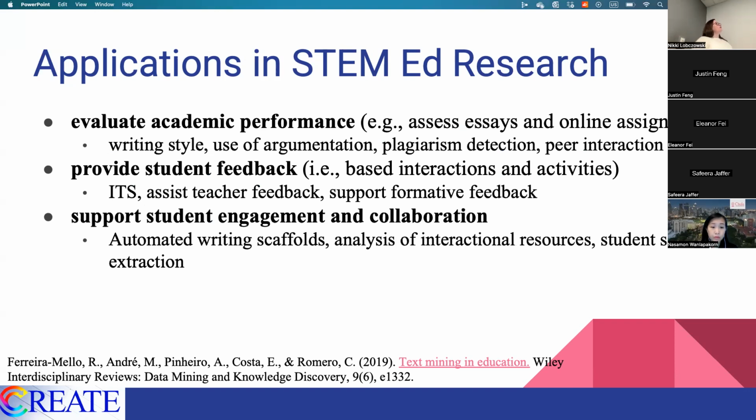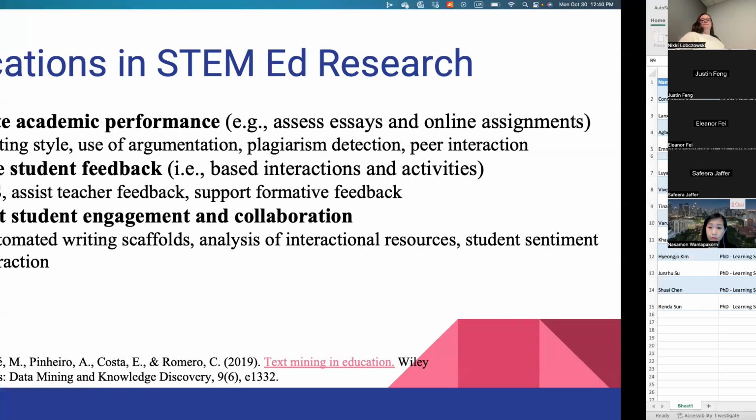And then support student engagement and collaboration with automated writing scaffolds, analysis of interactional resources, and student sentiment extraction. Oops, sorry.